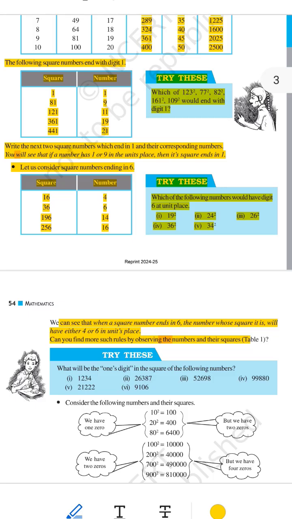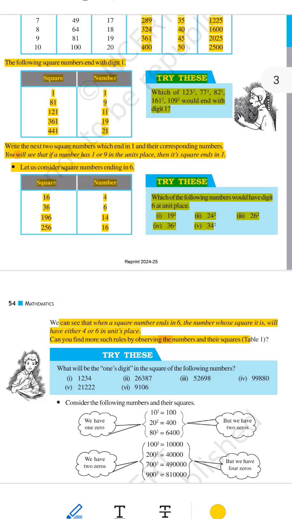8. Super easy rules. Here's what you can remember. Ends with 0, square ends with 0. Ends with 1 or 9, square ends with 1. Ends with 2 or 8, square ends with 4. Ends with 3 or 7, square ends with 9. Ends with 4 or 6, square ends with 6. Ends with 5, square ends with 5. This covers every possible last digit.